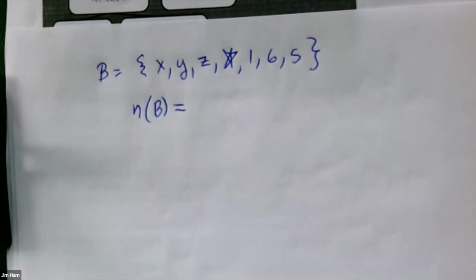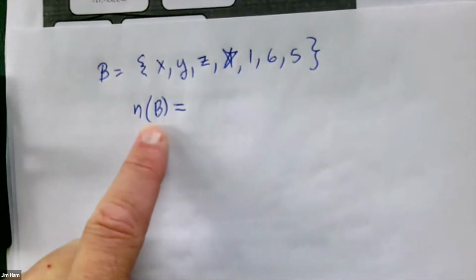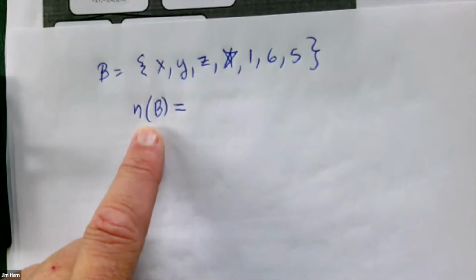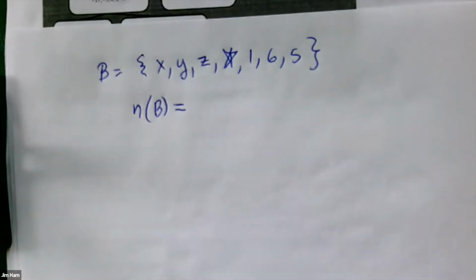Okay, here's a set B. B contains the elements X, Y, Z, star, 1, 6, 5. A lot of times we use numbers and letters to be elements of sets, but we can even use symbols as well. So this notation here means what is the cardinality of the set B? Said another way, how many elements are there in the set B? Go ahead, enter your answer into the chat.